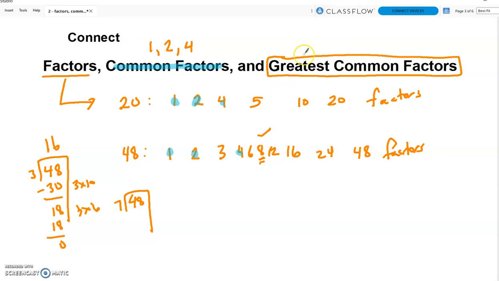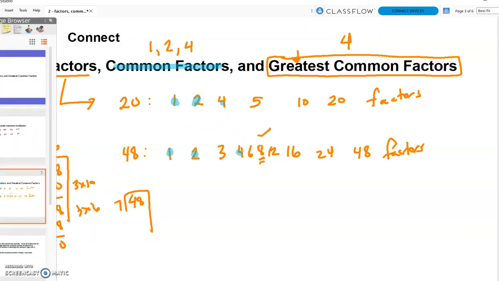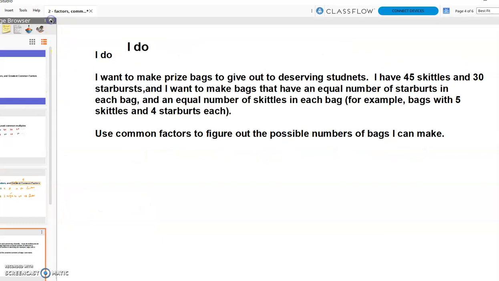Yesterday we looked at least common multiple. Today we're looking at greatest common factor, and that obviously in this case is 4. Okay, so let's talk about why that matters in problems. Let me invent a problem for you here.